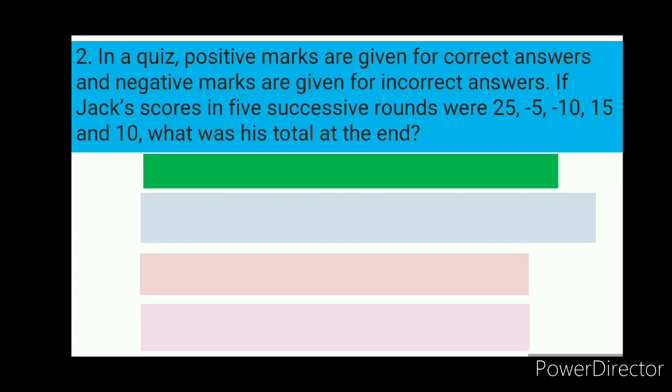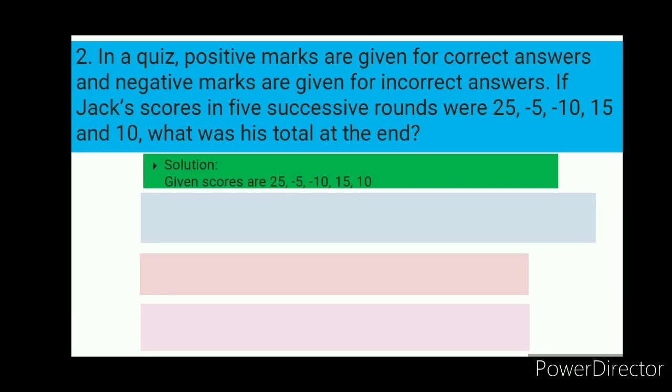Now second question. In a quiz, positive marks are given for correct answers and negative marks are given for incorrect answers. Jack's scores in 5 successive rounds were given: 25, minus 5, minus 10, 15 and 10. What was his total at the end?